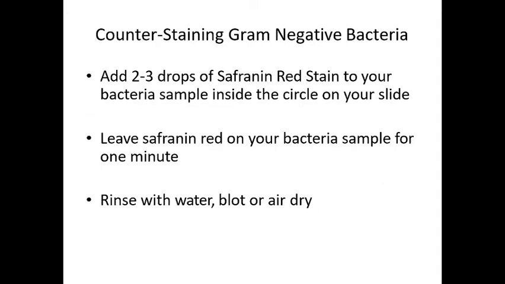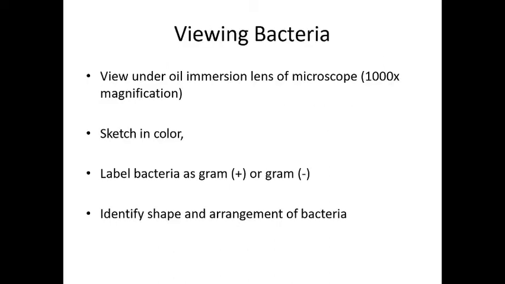Now, for counter staining gram negative bacteria, the stain used herein is safranin red, and the process is fairly similar. So what you do is you leave safranin red on your sample for 1 minute, you rinse with water and blot with a blotting paper or let it dry. And for viewing the bacteria, we generally use the immersion lens of the microscope, which uses the 100x objective.